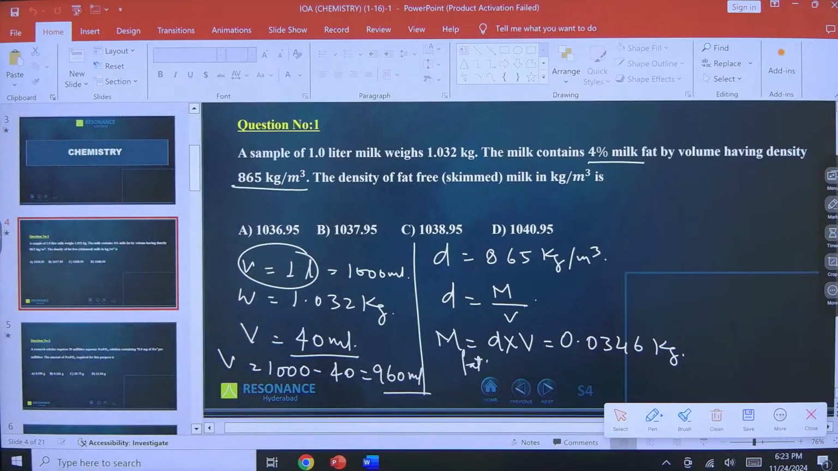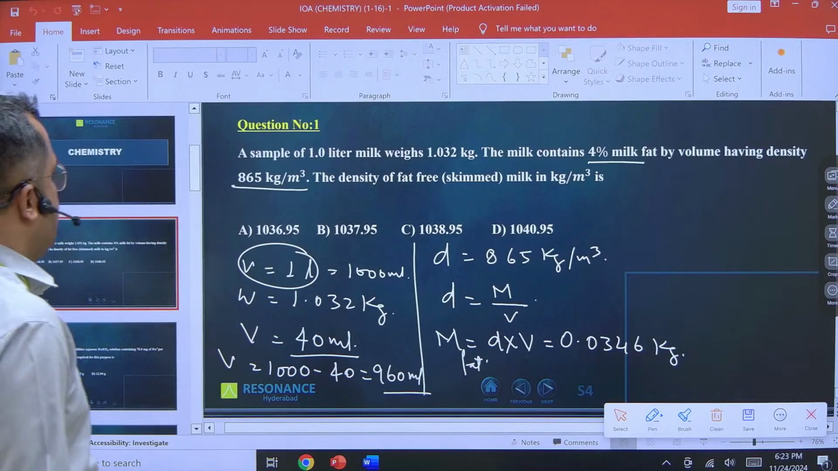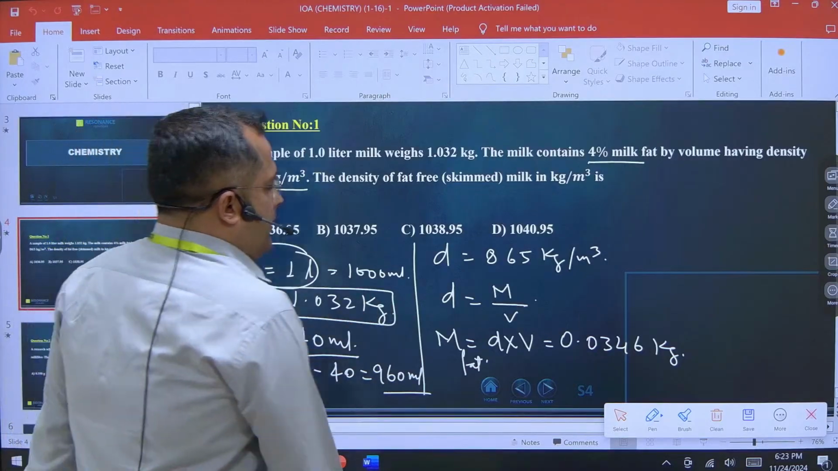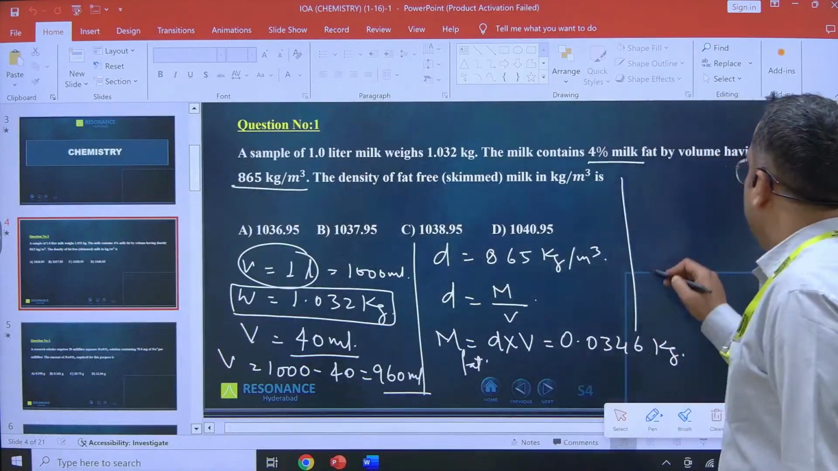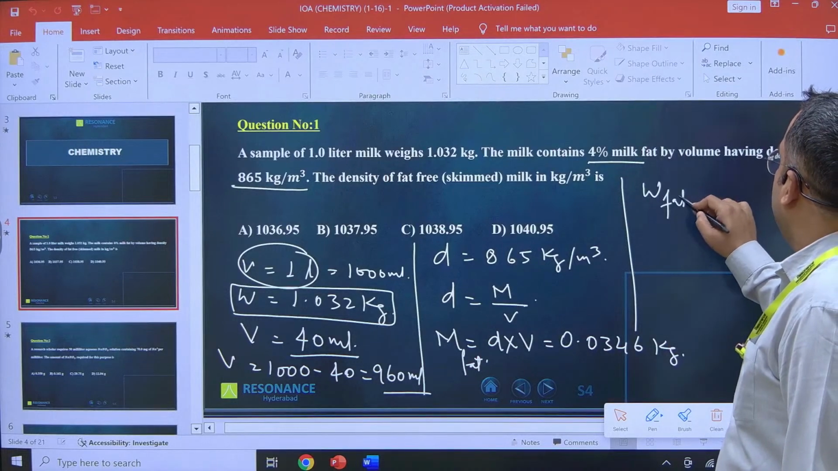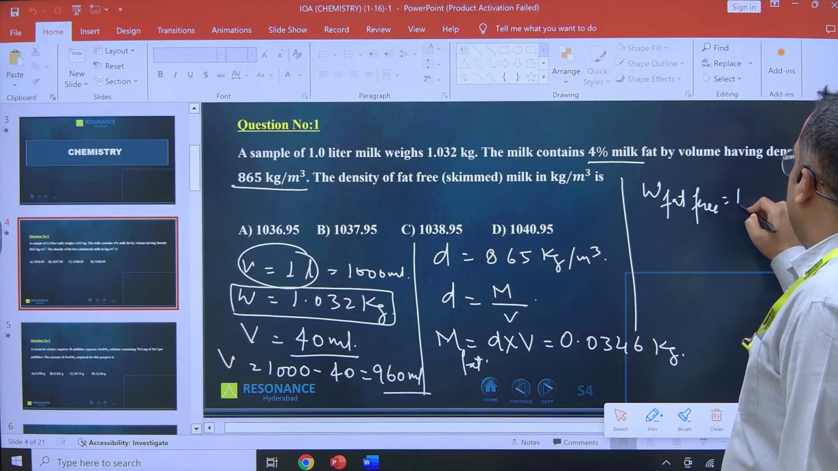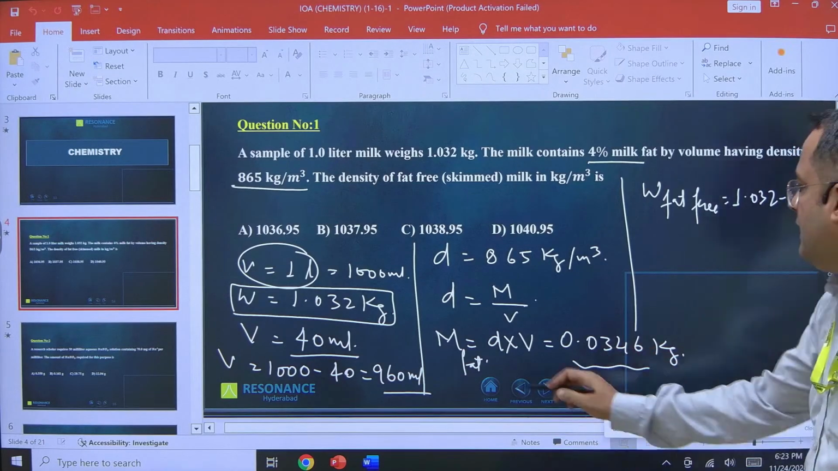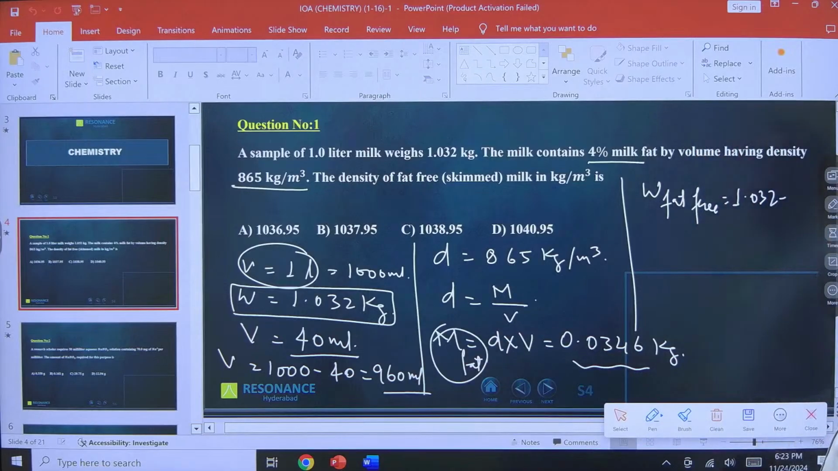Volume we have calculated, mass we have to calculate, we have to calculate its density now. Now the weight of fat free milk will be equal to, see, fat free milk, this is the mass of the fat milk. So I am writing here weight of fat free milk will be 1.032 minus this part. This is the mass of the fat, this is the density of the fat. So from here we have to minus.